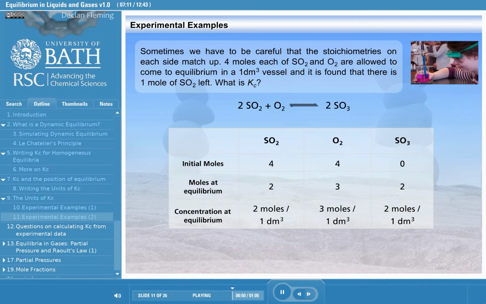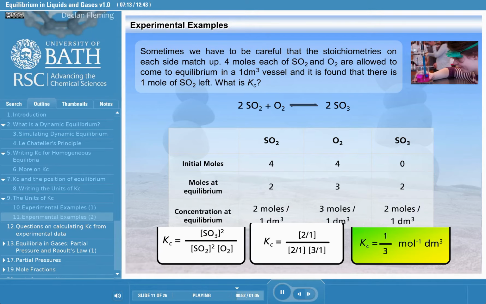This time we've put in our concentrations. Notice also that because the units don't cancel, we've had to put in the volume. If we plug those values into our equation, we can see that Kc is 0.3 recurring moles to the minus 1 decimeter cubed.